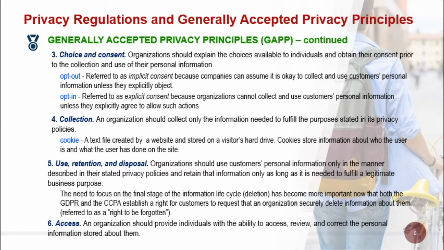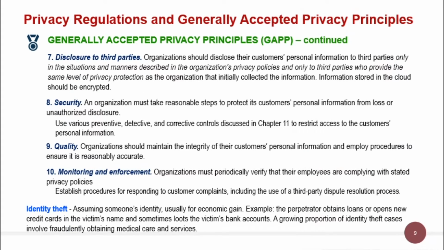And then access. Organizations should provide individuals with the ability to access, review, or correct the personal information stored about them. So if we open a new website and register, we can often update our profile. It depends on us what kind of information we want to make available on their website. And then disclosure to third parties.